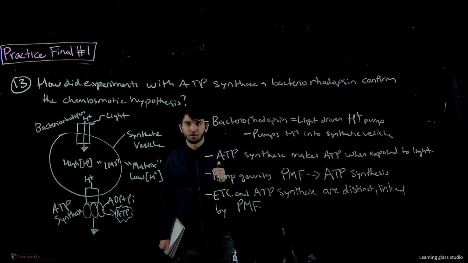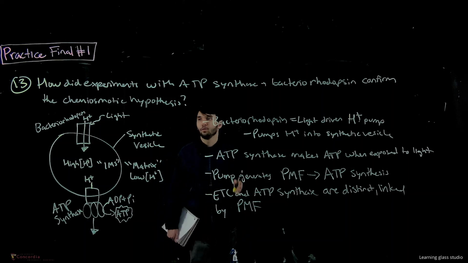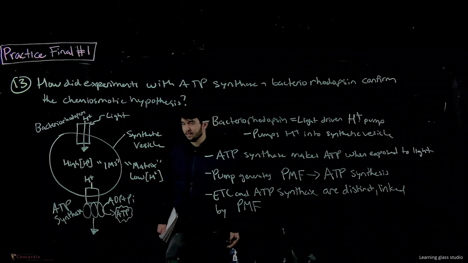So essentially, the electron transport chain and the ATP synthase are distinct, but they're linked by the PMF. This shows that the electron transport chain, through making an H plus gradient, that H plus gradient is what drives ATP synthase. It's not the electron transport chain directly. It is the electron transport chain generating the H plus gradient, and then that H plus gradient is used to make ATP through ATP synthase. Okay, so that is the experiment that confirmed the chemiosmotic hypothesis.